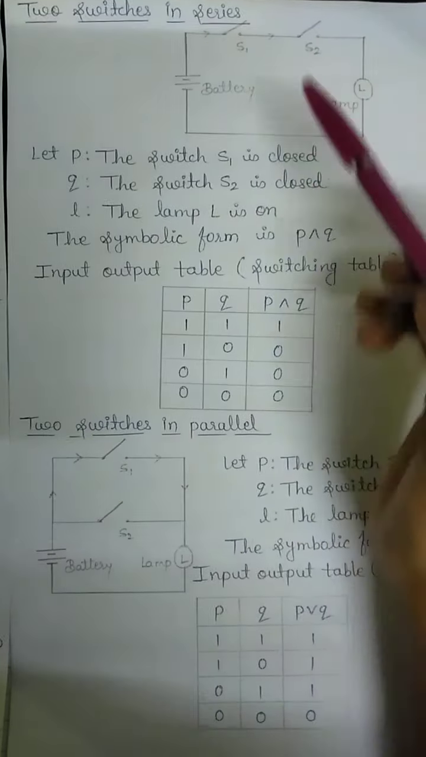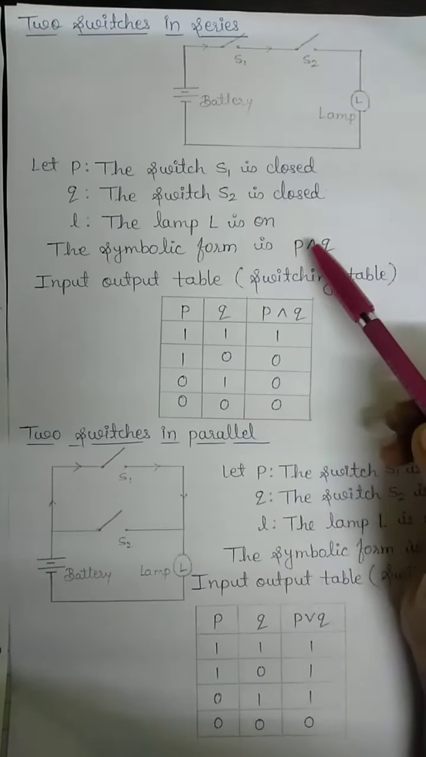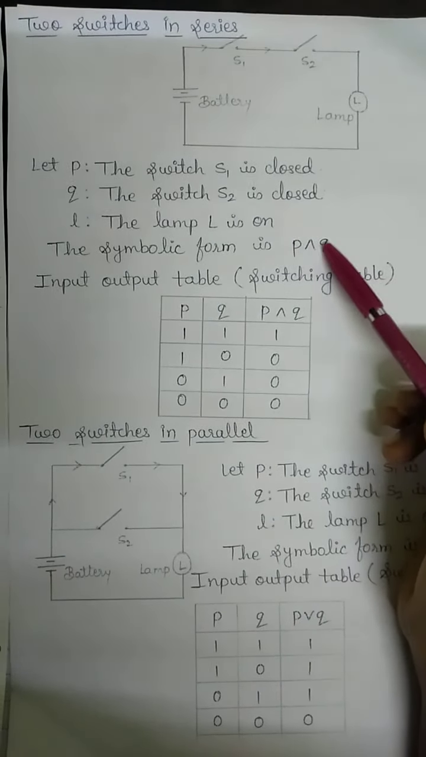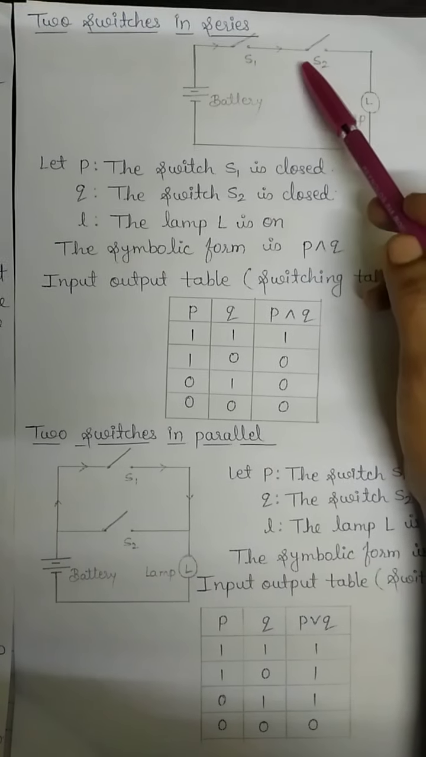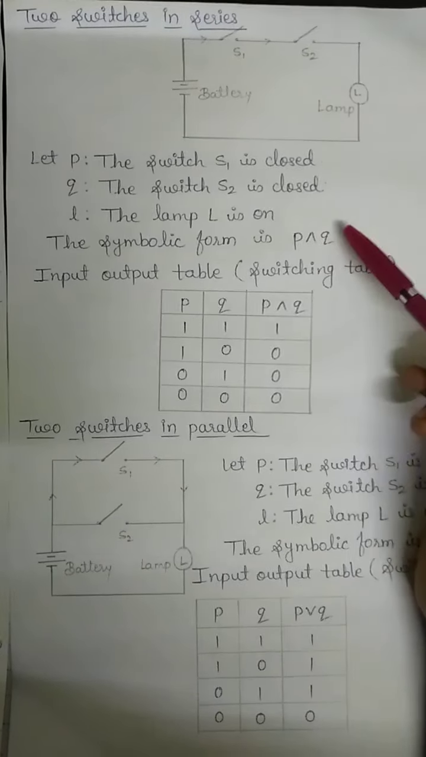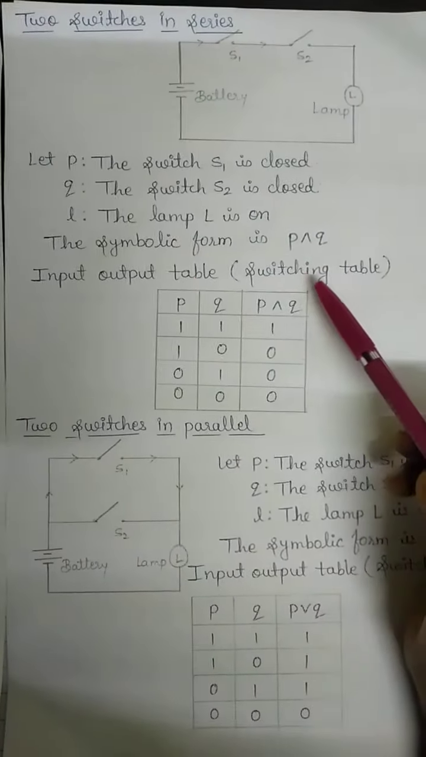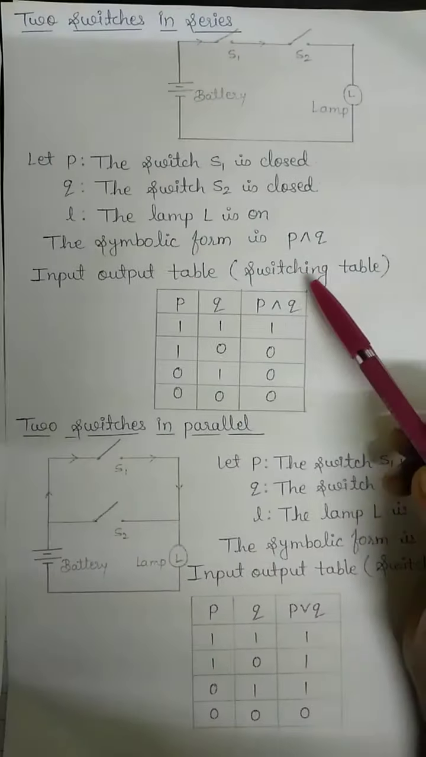Now L, the lamp is on. The symbolic form is given by P and Q. So whenever two switches are connected in series, then we consider the logical connective AND. Now if we want to write the input output table, that is also called the switching table, then our first column will be P, second column will be Q, and here we want P and Q.